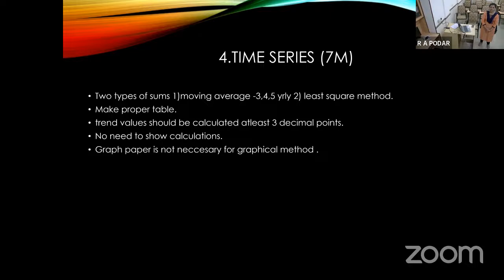Okay, now you have to make a proper table. In the least square method also, you have to calculate the values till 3 decimal points. While finding the trend values, there is no need to show the calculation because it is time consuming, but a proper heading for each column should be there. Calculations are not mandatory, so you can do the calculation in a working note and write the values there. For the graphical method, a graph is not necessary, a rough sketch is expected. So you have to consider all these things while studying time series. Next.